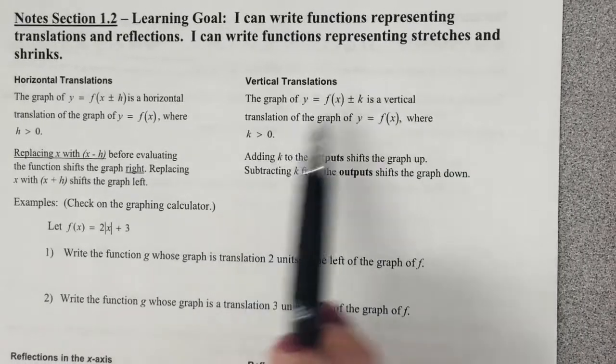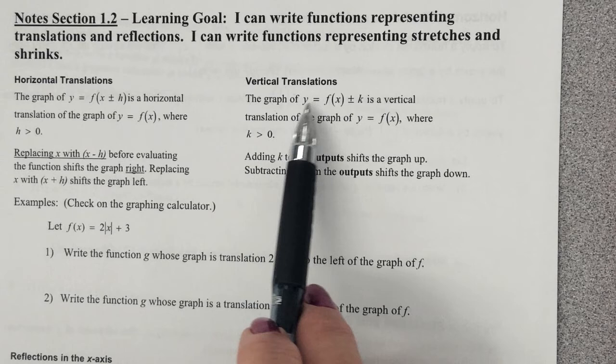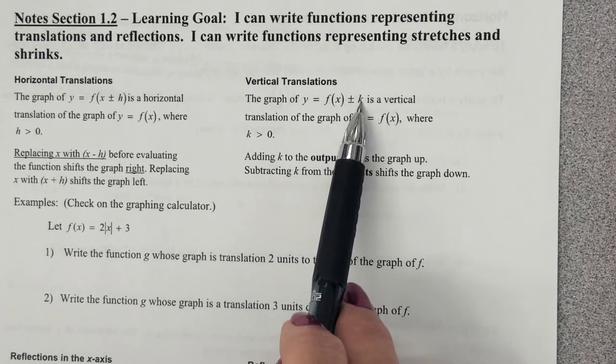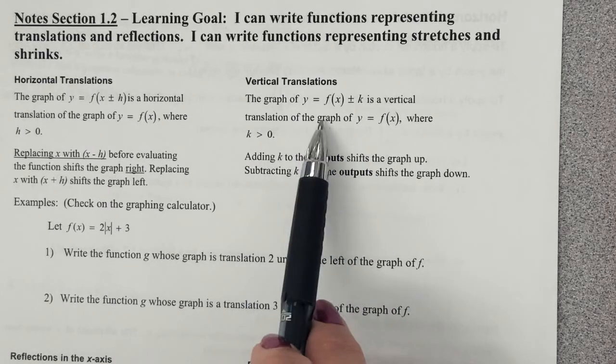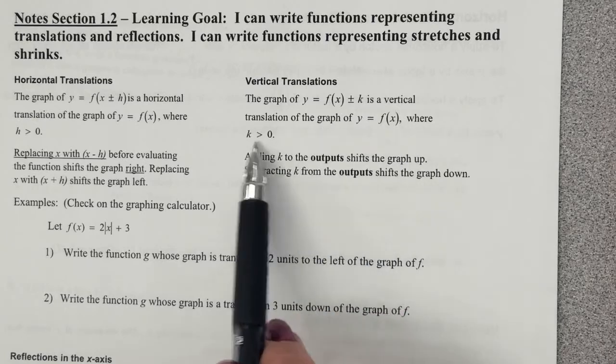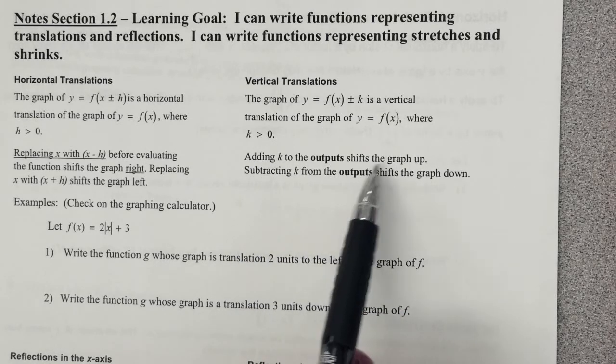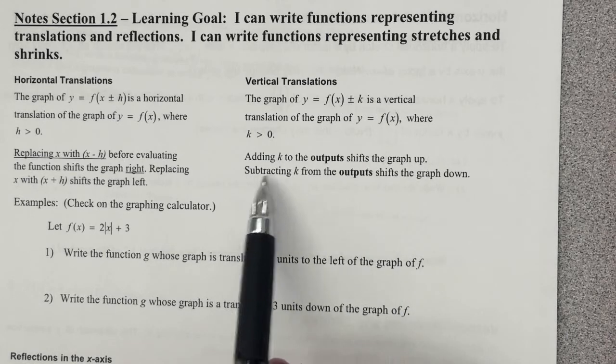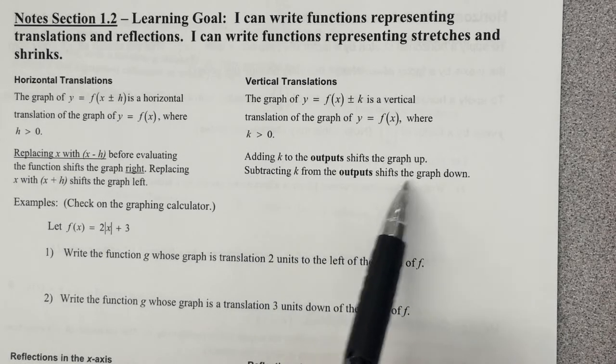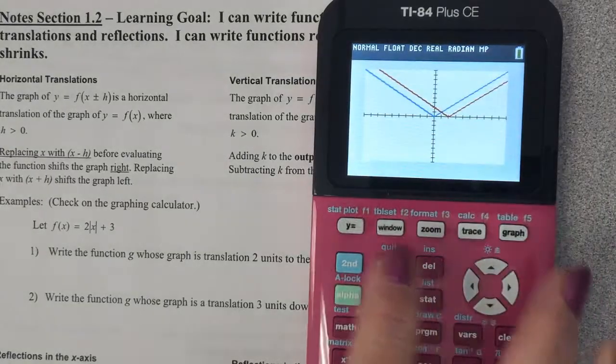Okay, up and down. The graph of y equals f of x plus or minus k is a vertical translation of the graph of the function where k is greater than 0. Adding k to the outputs shifts the graph up. Subtracting k from the outputs shifts the graph down. Okay, lots of words there.